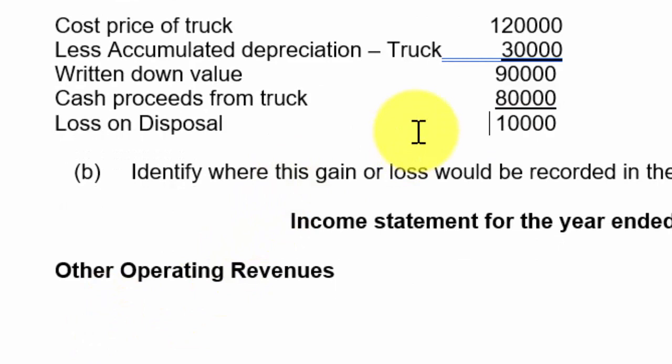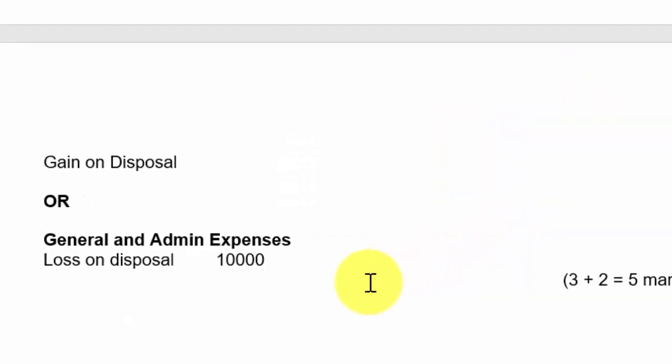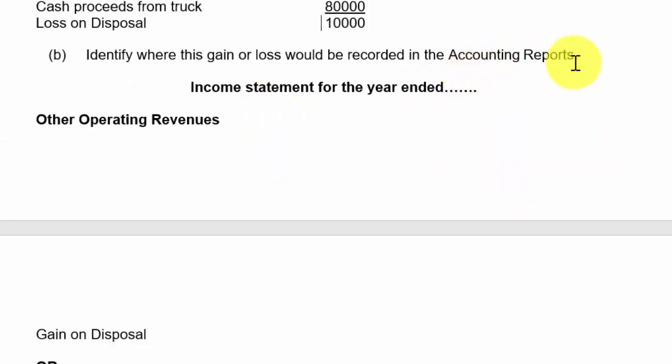So there is that information there. So work that out, and then the next question is, how does it look in the income statement? It says accounting reports.